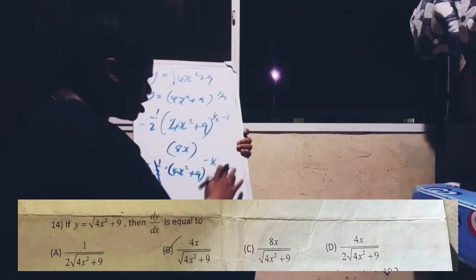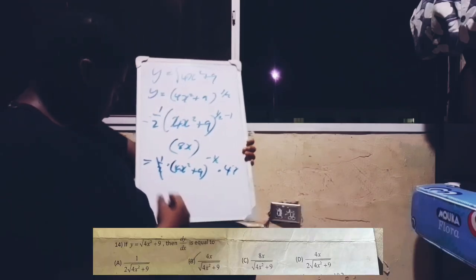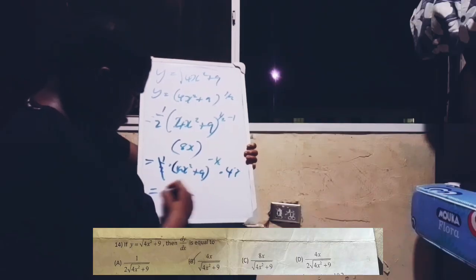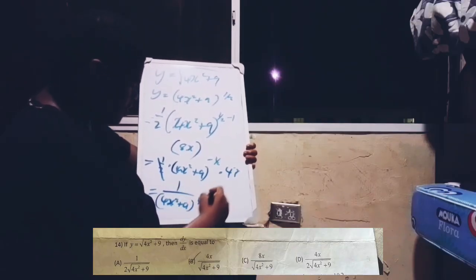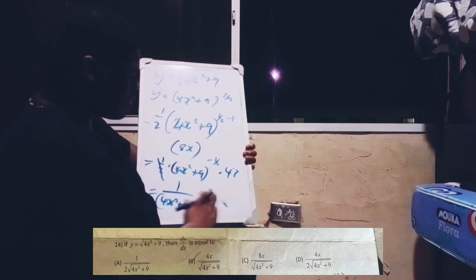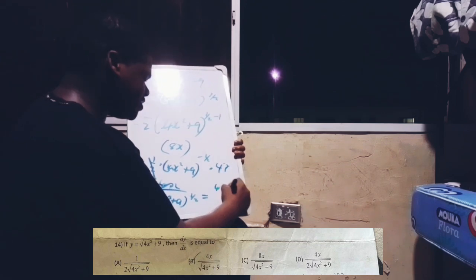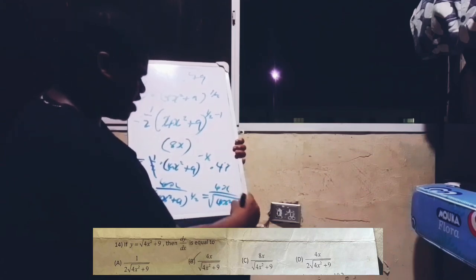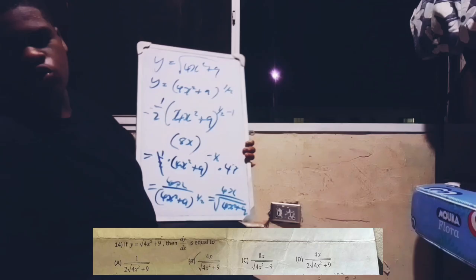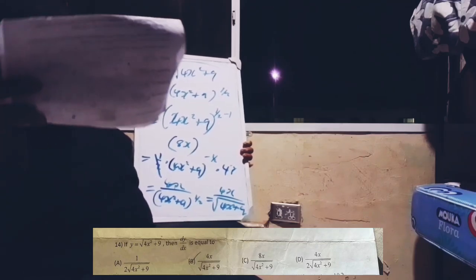1 over 2, you'll cancel out 2 from here. That's going to give you 4x here. Okay, this is going to equal to 1 divided by 4x squared plus 9 to the power of half, times 4x. This is multiplied by 4x, just bring it to the numerator here. So that's 4x. So this is going to equal to 4x divided by the square root of 4x squared plus 9. And this corresponds to option B.